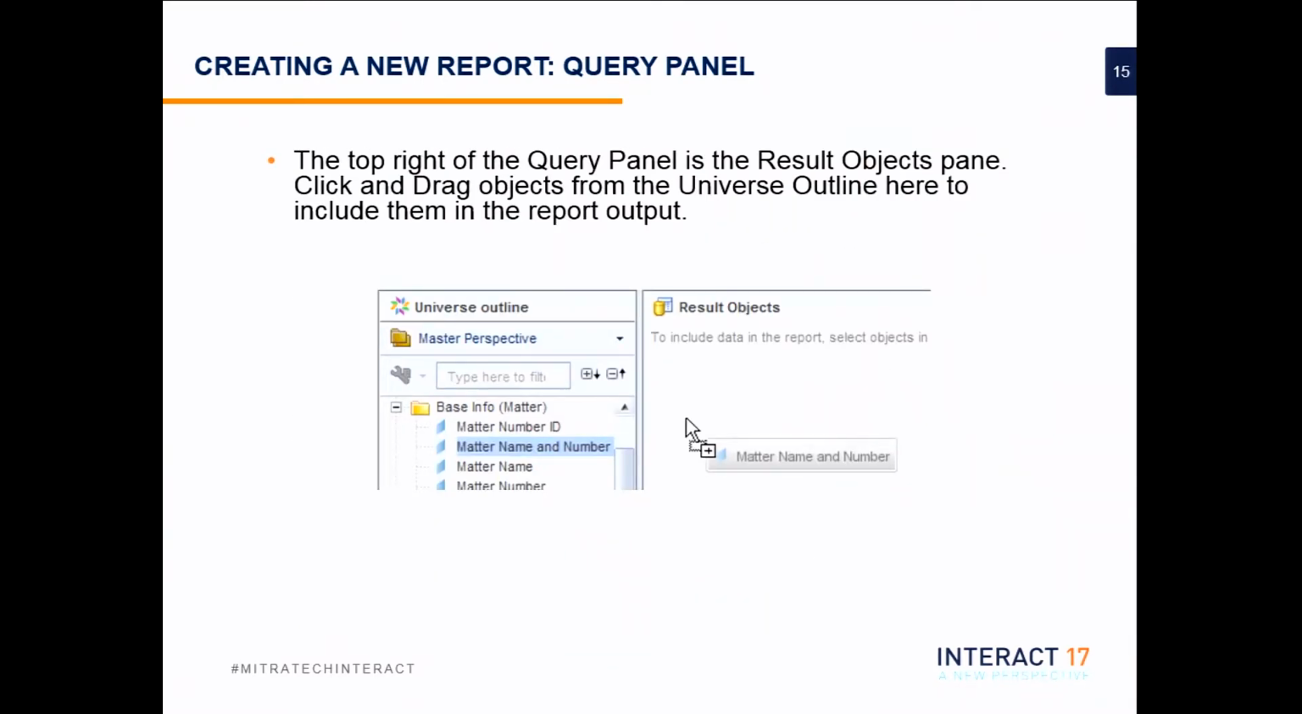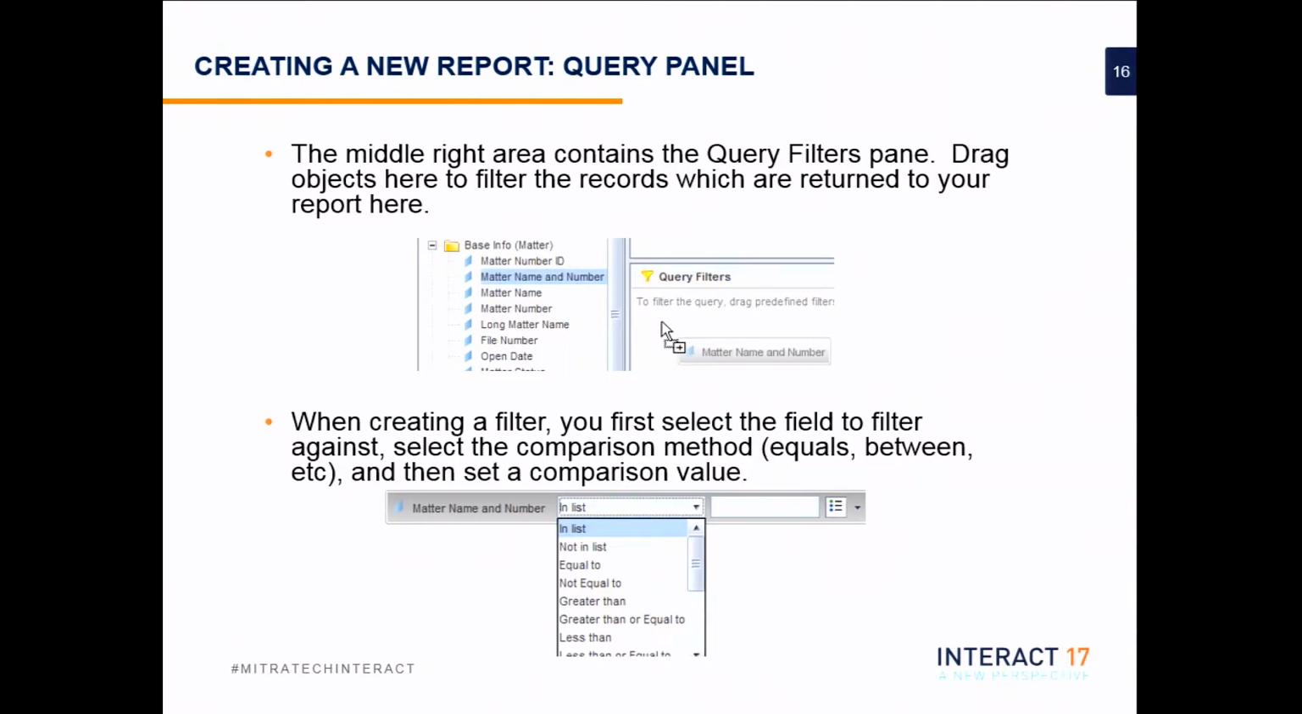Once we've gone through all our folders on the left-hand side and defined what we want to see on the output, we can then go through the exact same list of objects and then drag them to the middle of the window where the query filters area is. And then any field you can display, you can filter against, and when you're filtering against those fields, you have a number of options. So in this case, I have chosen the matter, name, and number field.